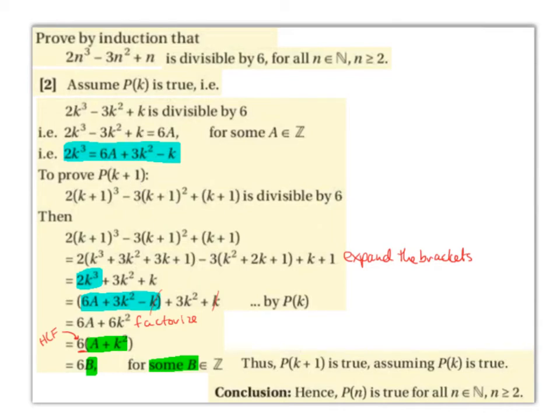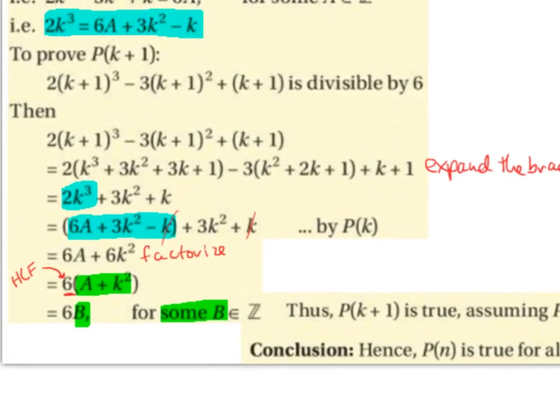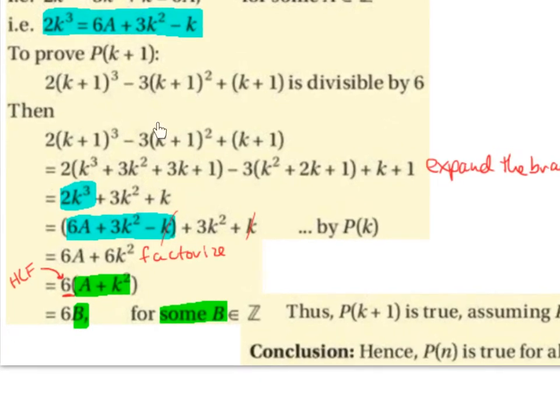So we take the left hand side, so we have 2 times (k plus 1) cubed minus 3 times (k plus 1) squared plus k plus 1. So the first thing we're going to do is expand the brackets. (k plus 1) cubed gives us k cubed plus 3k squared plus 3k plus 1, and we still have the 2 stuck on in front. (k plus 1) squared is k squared plus 2k plus 1, and we still have the minus 3 stuck on in front. And then that's going to be added to k plus 1, so we just have k plus 1.